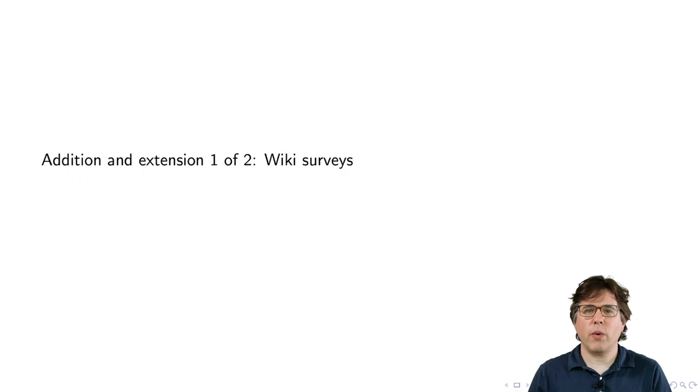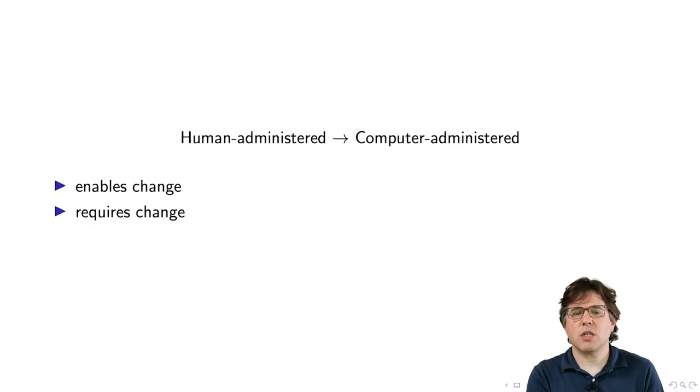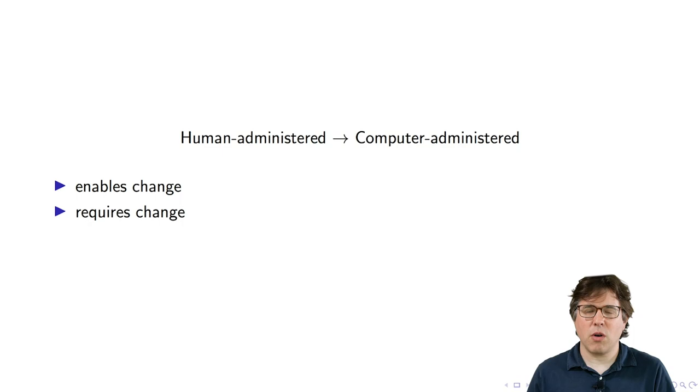The first is about wiki surveys, which has to do with a new way that we can collect survey data. So as I talked about before, the third era of survey research, I think the interviews will be characterized by computer-administered interviews. And with this wiki survey project, we try to really reimagine what's possible if we move to a fully computer-administered interview. We don't need to merely keep doing the kinds of things that we did when we had humans doing the interviews. In other words, the transition from human-administered interviews to computer-administered interviews enables change and it requires change.